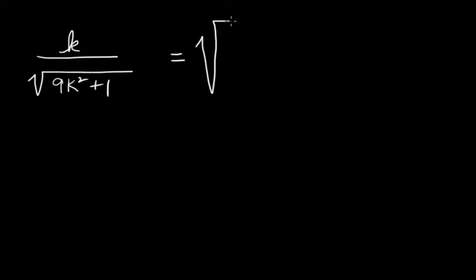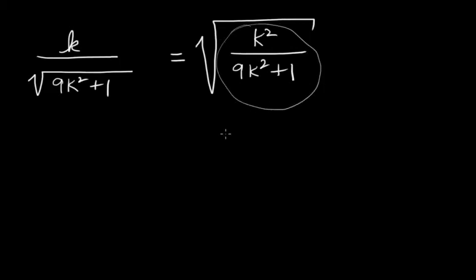k over the square root of 9k squared plus 1. Well, here I would write this as the square root of, putting everything under the same radical. k is equal to the square root of k squared, so this is the square root of k squared over 9k squared plus 1. Now we can just look at what happens in here and take the square root of that limit.